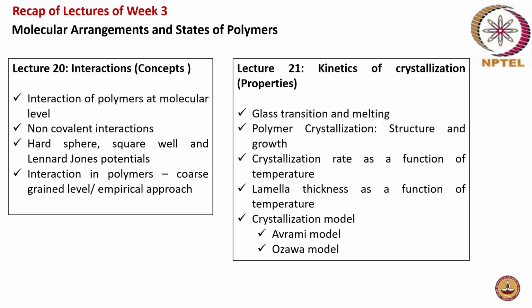And then the next lecture was on kinetics of crystallization, and then what's glass transition and melting, polymer crystallization, how structure and growth, nucleation to crystal growth, right? And then two models, Avrami model and Ozawa model was discussed, where Ozawa model is a dynamic crystallization model, right? Do you remember? Ozawa model is a dynamic crystallization model. So the temperature also keeps on reducing and the crystallization is happening simultaneously. Whereas Avrami, you have isothermal crystallization.